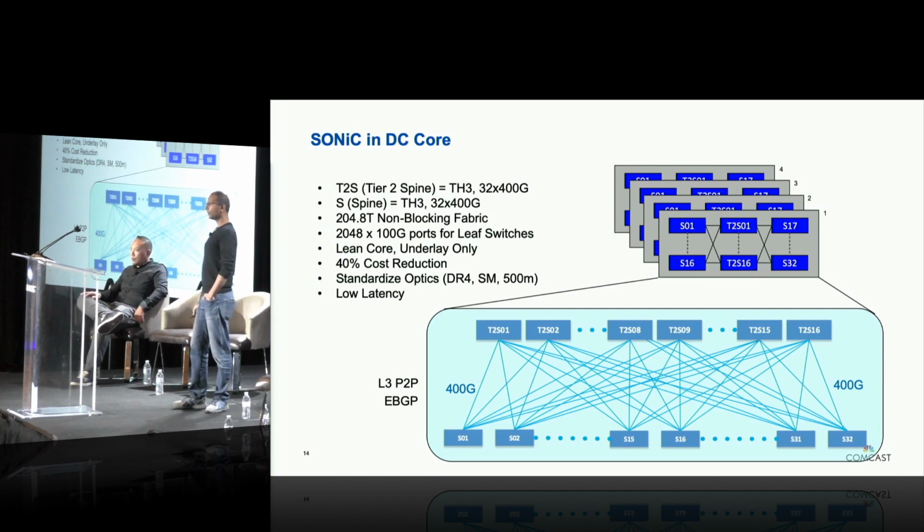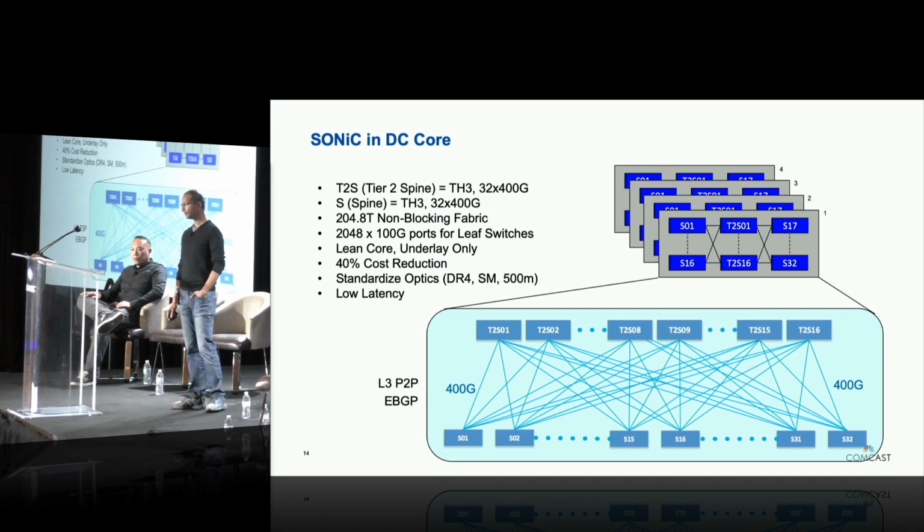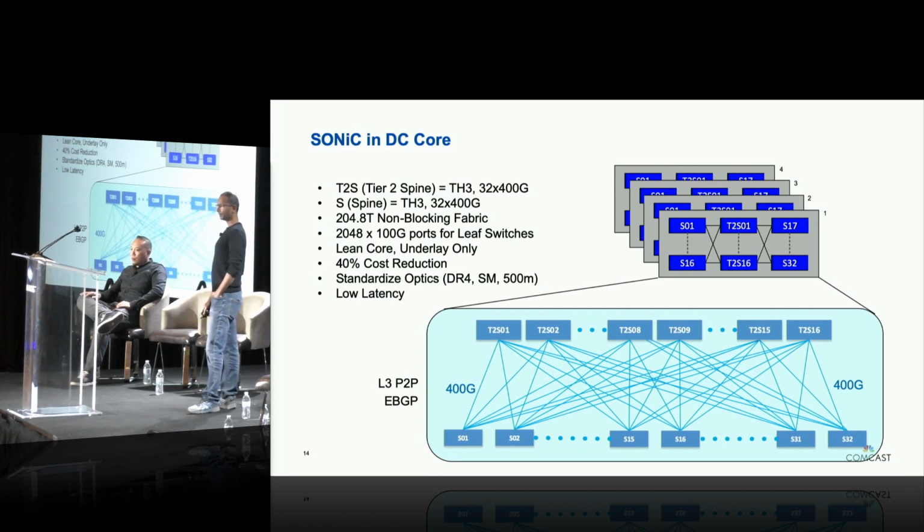And we are running it pretty lean. Like we looked at the features, it's underlay only, IPv4, v6 fabric. By doing this, what I get is about 40% reduction in cost. And that's after we have standardized on single mode 500 meter DR4 optics versus what we were doing before. Hey, this is SR, this is long reach. Cutting down all of that, just have one optics overall. And we also gain in terms of latency. Going from deep buffer to shallow buffer here, it's a significant improvement in latency.